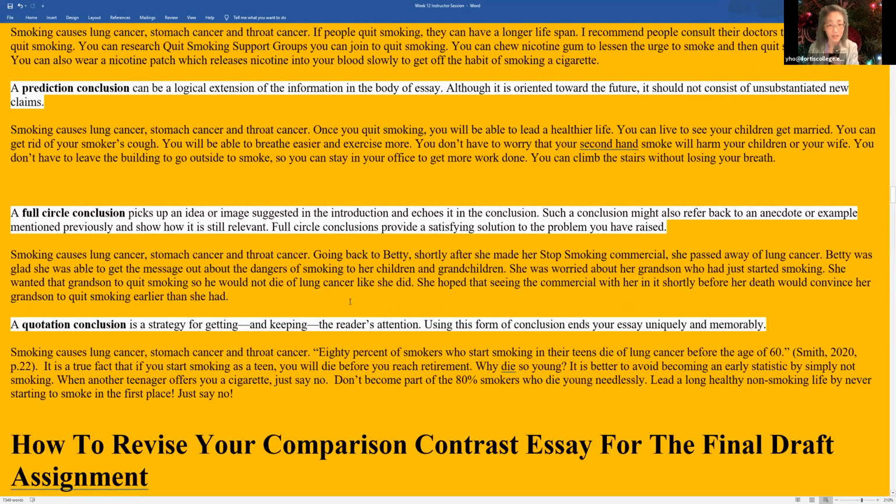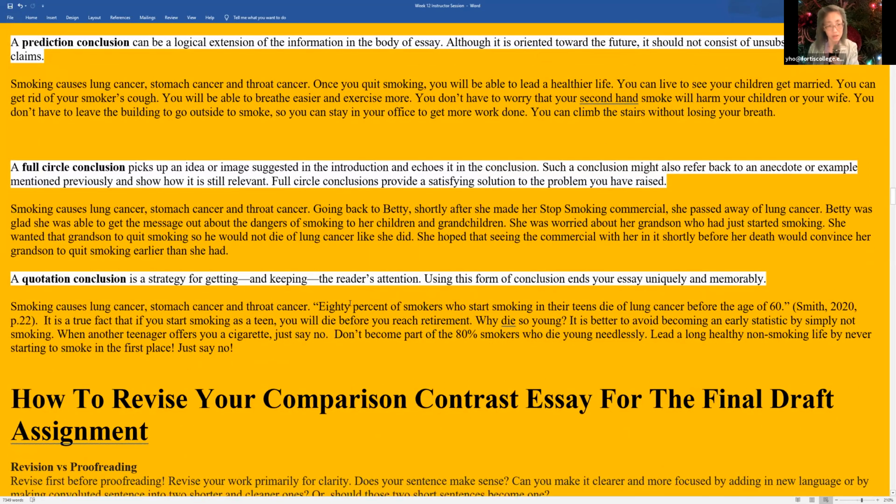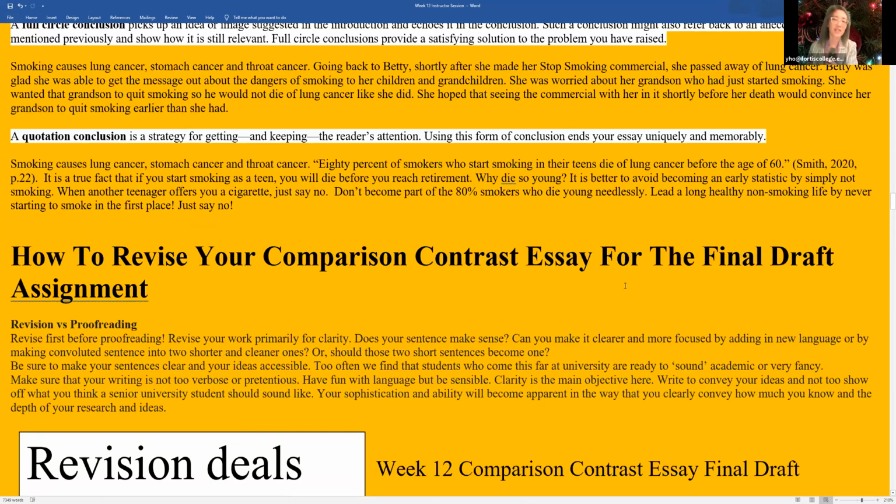And then the last kind of conclusion is a quotation conclusion, in which you use a really striking and informative quotation. So a quotation conclusion is a strategy for getting and keeping the reader's attention. Using this form of conclusion ends your paper uniquely and memorably. So I'm not sure this is the best quotation, but you get the idea.